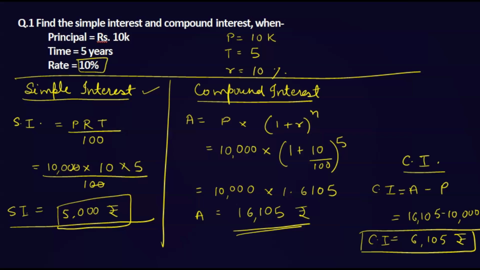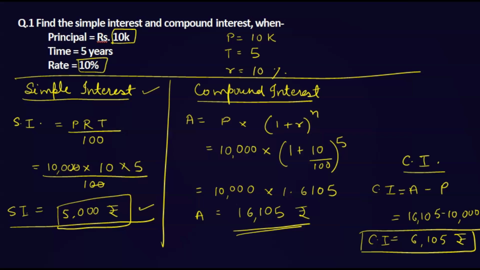You can see the difference here. In simple interest, principal, time, rate, everything was the same. On that, simple interest was 5,000 rupees and compound interest is 6,105 rupees. Compound interest will be more than simple interest, because in simple interest we calculated on 10,000 only. We did not consider the interest amount each year. On 10,000, 10% is 1,000, so each year you get 1,000, that will be 5,000.